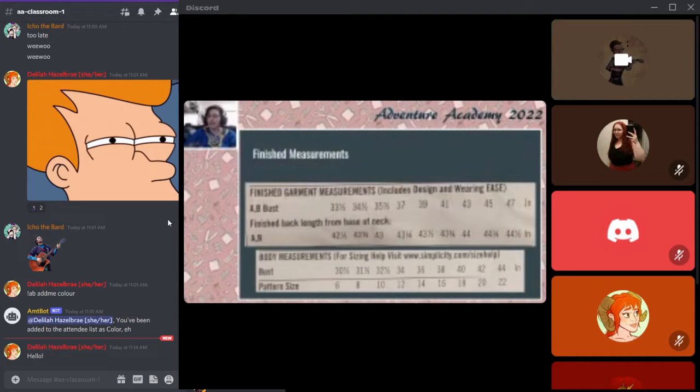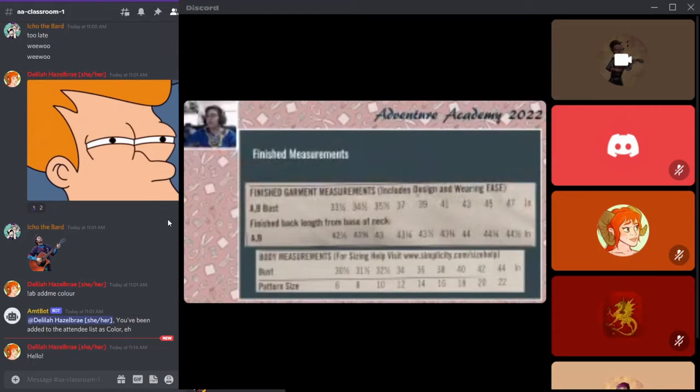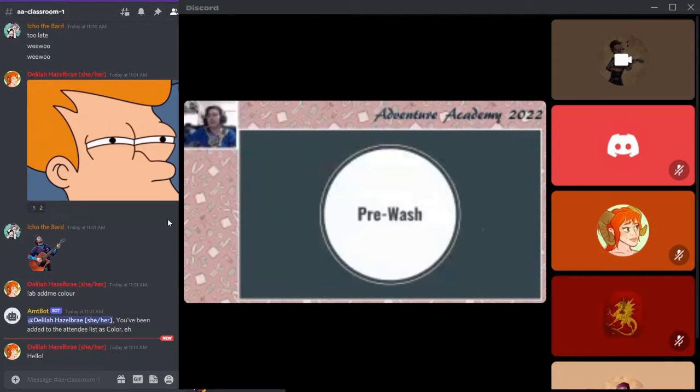Design ease is excess fabric that is put in deliberately to achieve a specific look. Design and wearing ease. So consider a pirate's shirt with the really poofy pirate sleeves. The amount of excess fabric in there goes beyond wearing ease. It is now a stylistic design choice. It is now design ease.